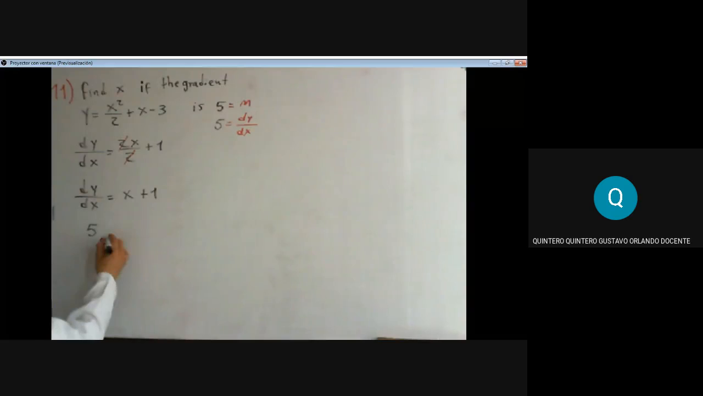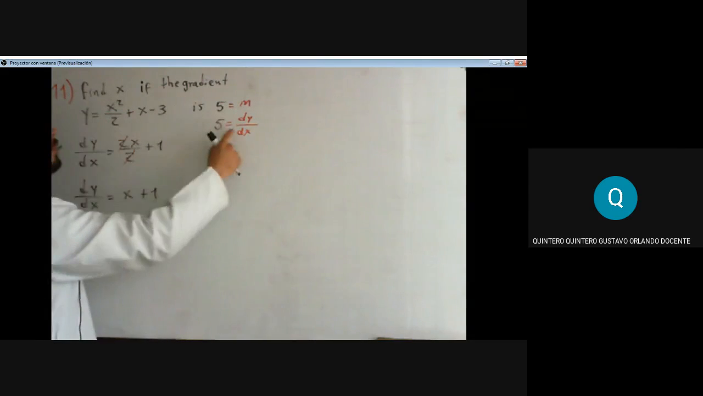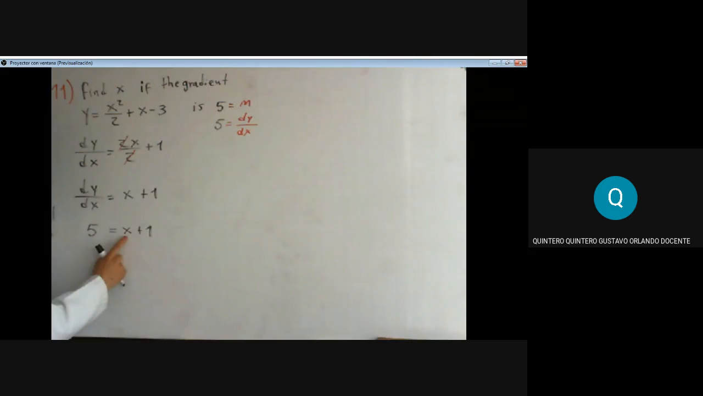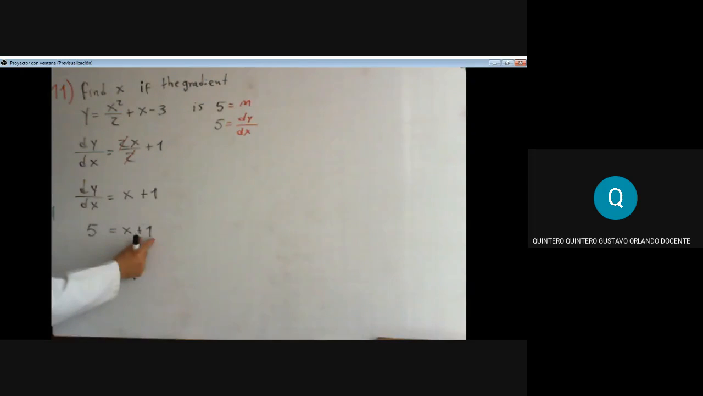So my new equation will be 5 equals x plus 1. Again, why am I replacing dy over dx? Because the exercise said that the gradient at this point will be 5. So I don't know what the point is, but I know that at that point it will be 5. So I can replace dy over dx, the slope, by the value I know. And from here, all I have to do is isolate x. This step is absolutely simple. Just pass the 1 to subtract. We will have that the new value of x will be 4. 5 minus 1 equals 4.